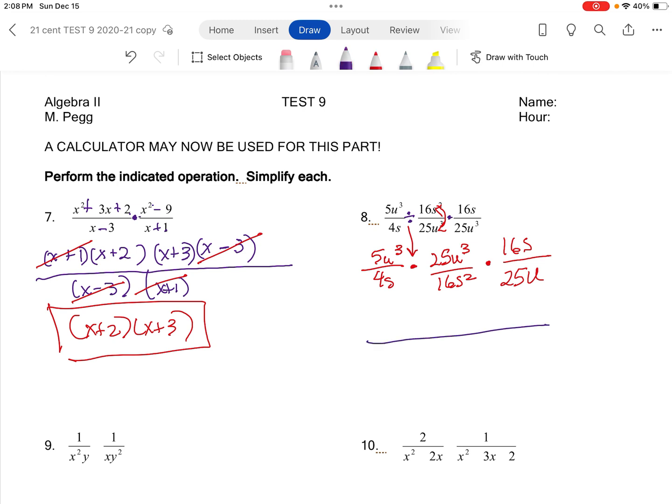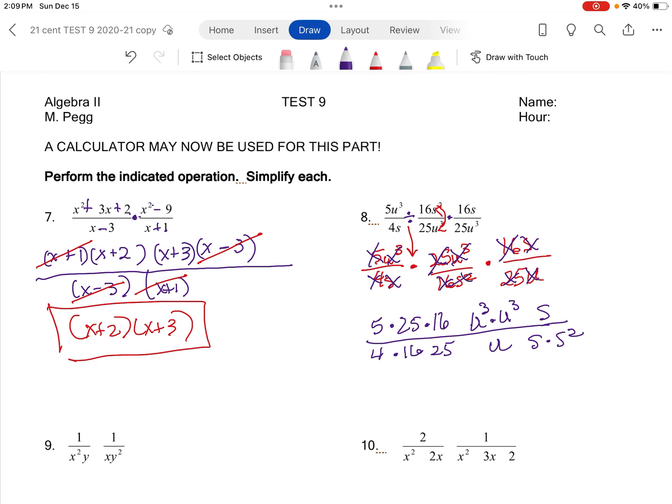Okay, I'm going to organize all my numbers. I have a 5, I have a 25, I have a 16. Just going to cross them out when I use them. I have a 4, I have a 16, and I have a 25. Then I'm going to put my u's. I have a u cubed and a u cubed, and on the bottom, a u. Then I'm going to put my s's. I have an s. On the bottom, I have an s and an s squared.